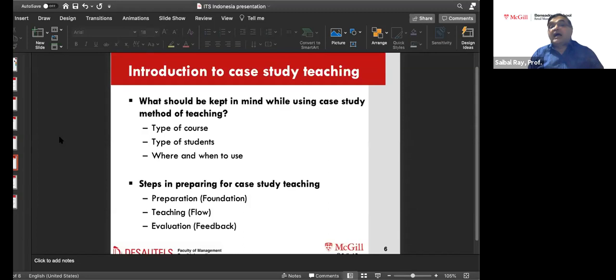And the third thing is that after they do the case, how you evaluate. Because as soon as you have the case, you have to have how to mark the case studies, how to give them marks for participation. Those types of things, and the feedback to the students, how to give feedback to the students in their case study report. So we will talk about these things. The next class will be on this, what is there in this particular slide: what should be kept in mind while using the case study method of teaching, and what are the steps in preparing for case study teaching in terms of before teaching, during teaching, and after teaching. What are the different steps?